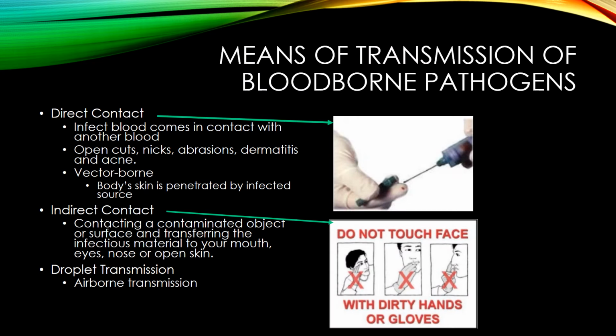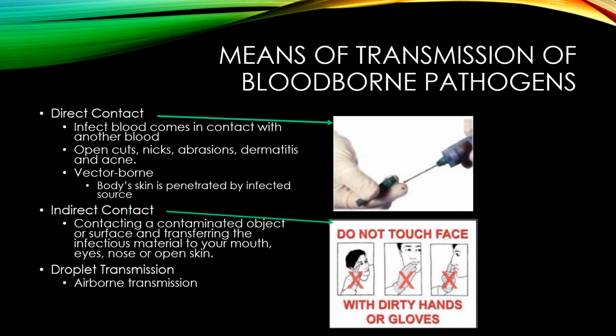There's several different ways bloodborne pathogens can be transmitted to somebody. One is through direct contact, where the infectious blood comes in contact with someone else's blood. This can be open cuts, so someone has a cut and it's bleeding and you have an open cut, their blood gets into your cut and you could be exposed or contaminated as a result. Nicks, abrasions, also vector-borne, so a needle stick is considered direct contact. So if you're stuck with an infected needle, that is a risk of exposure.